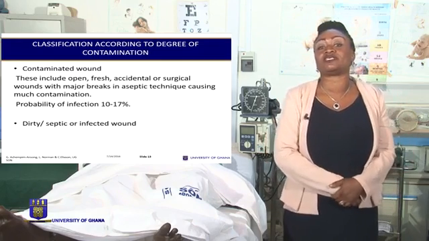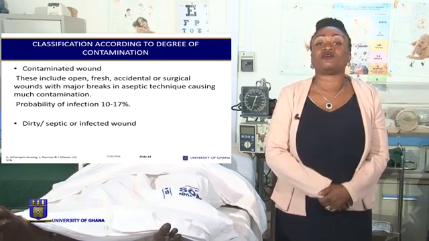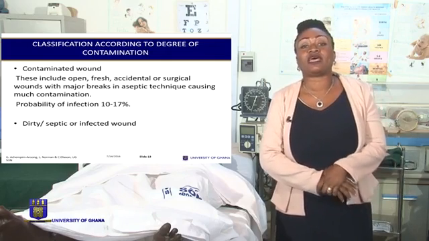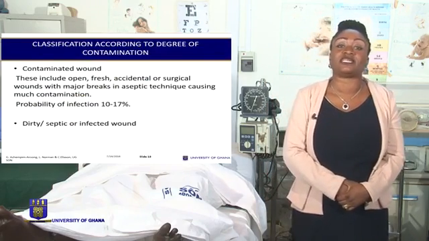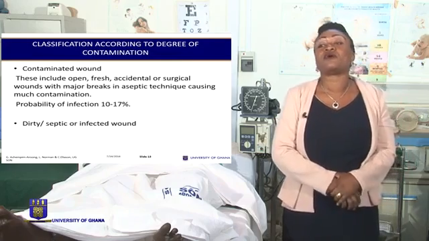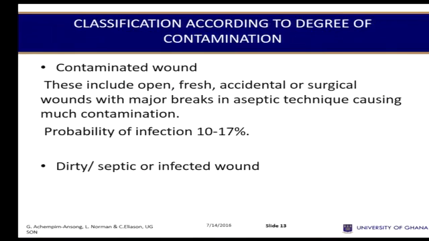These clean contaminated wounds are normally found with wounds of the GIT or gastrointestinal tract and other body parts, which have a higher probability of getting infected. And the dirty or septic wounds are known as infected or severely infected wounds. There's microorganism invasion. So the wound has a lot of discharge and is sloughy.